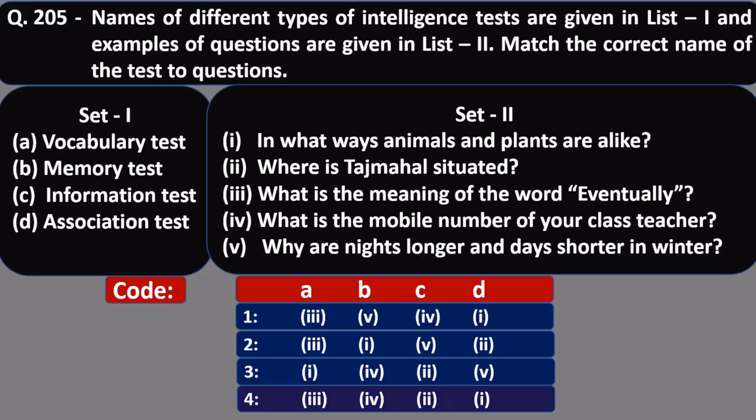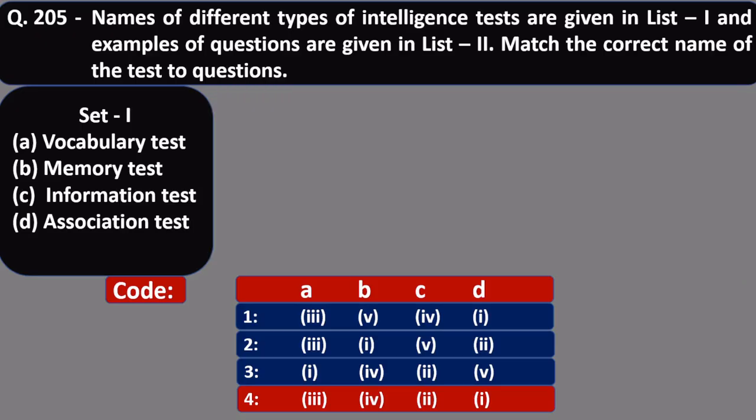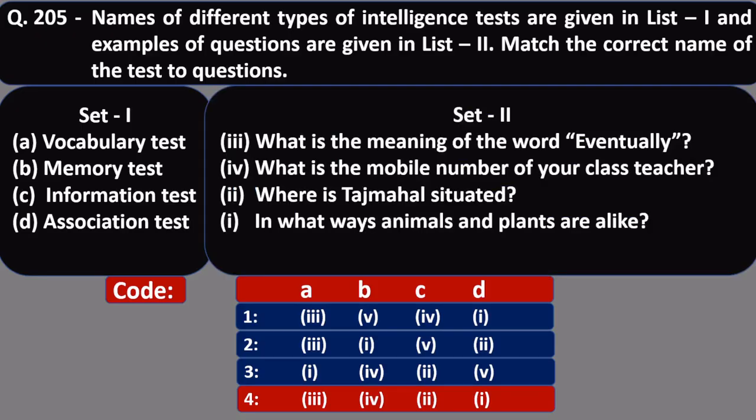Now see the options. Option 4 is correct. With A, number 3, vocabulary test. What is the meaning of the word eventually? With B, 4, memory test. What is the mobile number of your class teacher? With C, information test. Where is Taj Mahal situated? D, association test. In what ways animals and plants are alike?